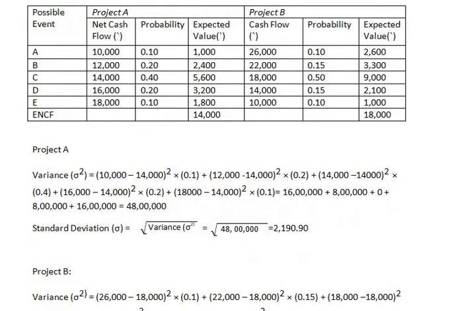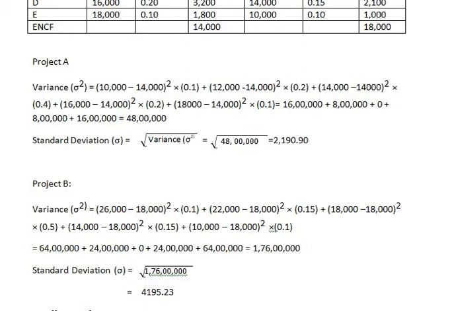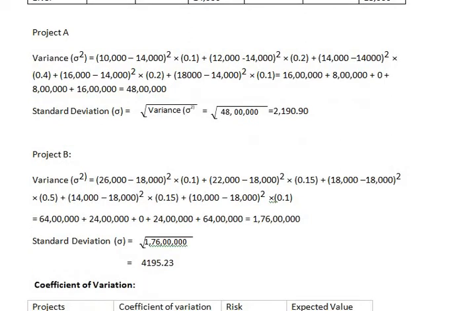For project A, 14,000 has to be substituted in the variance formula. For that, the answer will be 2190.90. For project B, the expected net cash flow is 26,000, which substituted in the variance formula will give you 4195.23.